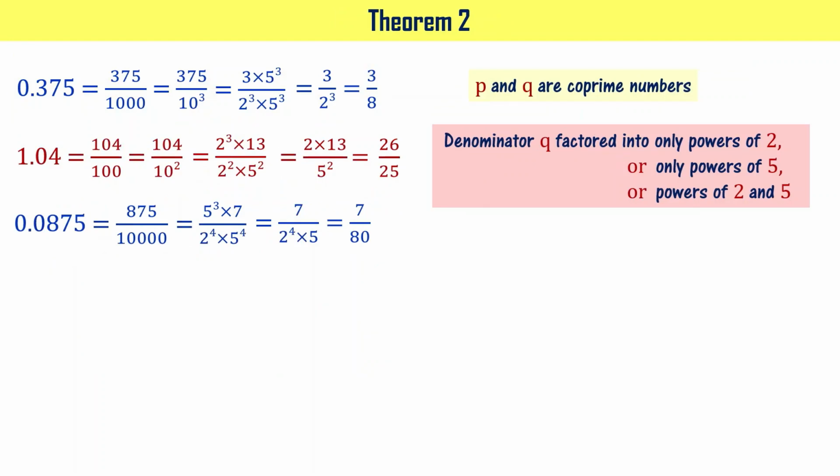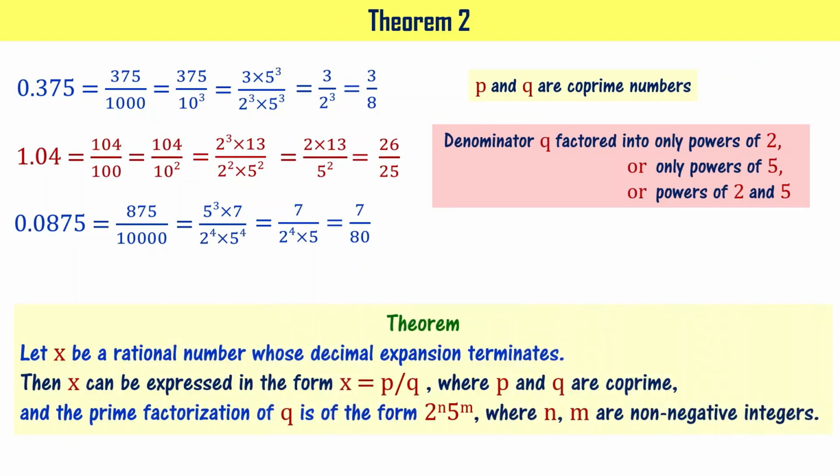That leads to a theorem that is stated as follows. Let x be a rational number whose decimal expansion terminates. In all these cases, the decimal expansion was terminating, right? Even when you see 0.375, 1.04 or 0.0875, the decimal expansion terminates. And we have seen that p and q are co-prime numbers in these cases, right? 3 and 8, 26 and 25, 7 and 80, all these are co-prime numbers.